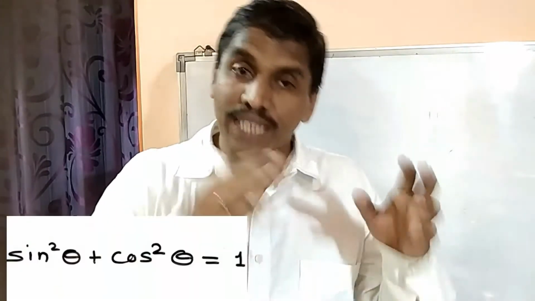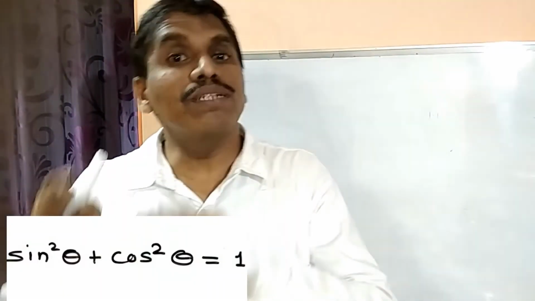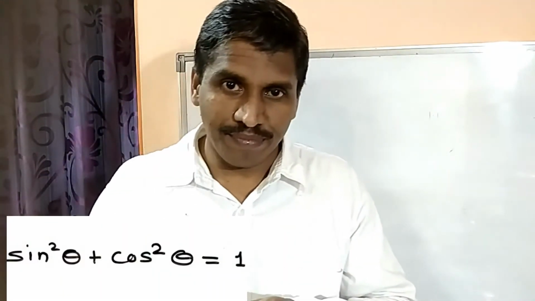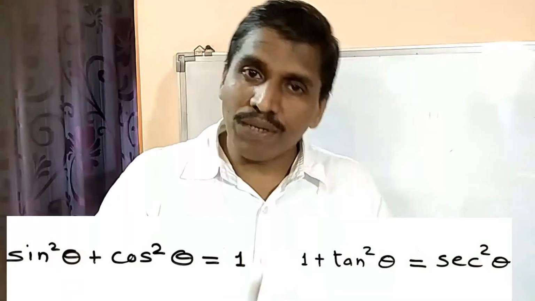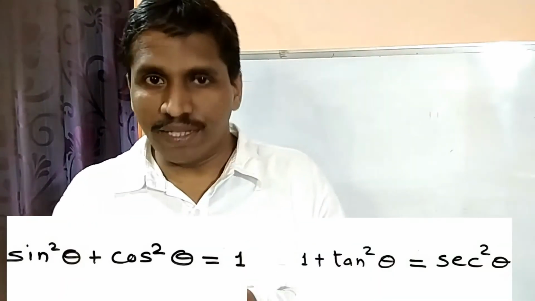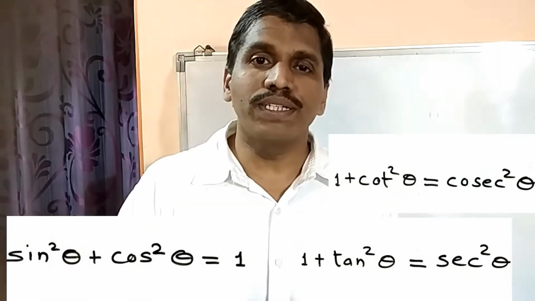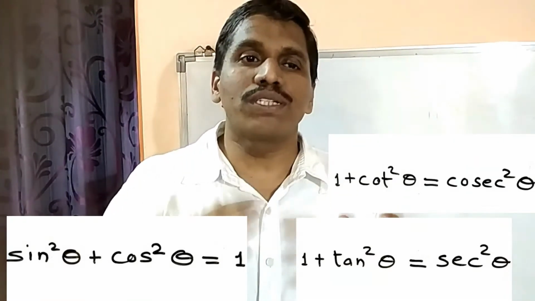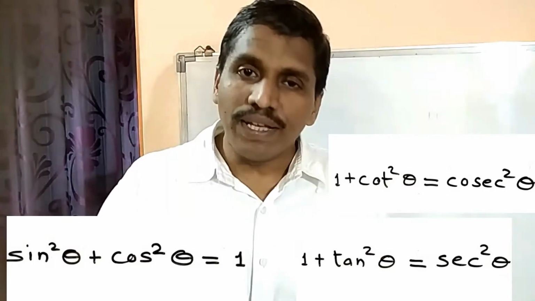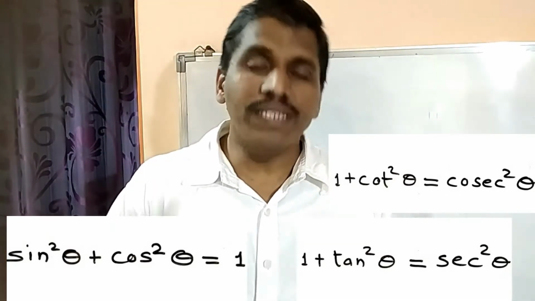There are three identities. Let us revise. Sin square theta plus cos square theta is equal to 1. This is the first one. 1 plus tan square theta is equal to sec square theta. And the third one is 1 plus cot square theta is equal to cosec square theta. Revise these formulas, these identities, so that you will find it easy to solve question number 6.